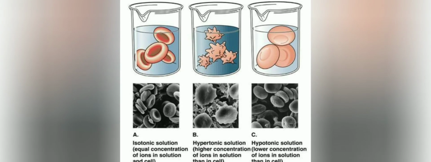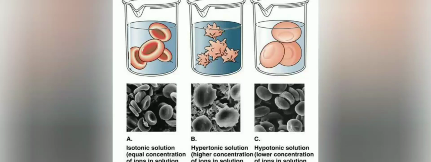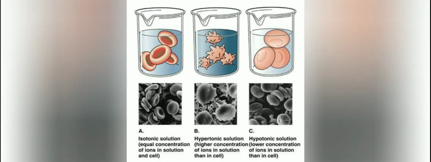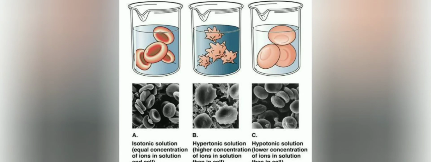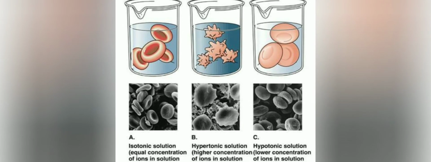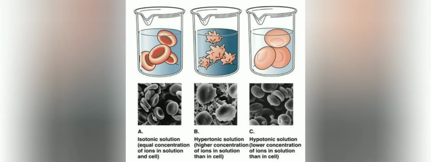The first one is in isotonic, second is in hypertonic, and the third one is in hypotonic solution. And you can see the size of the cell here also in the picture. So you can conclude that osmosis is a special case of diffusion through a selectively permeable membrane. Okay.